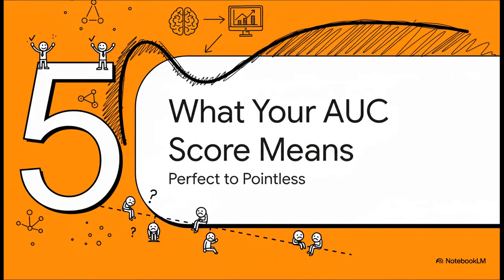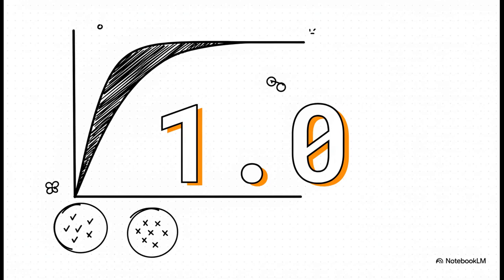All right, let's bring it all home with our last section. Let's put some real-world meaning to these scores. What does your AUC score actually tell you? We're going to go from the absolute perfect model all the way down to a completely pointless one. An AUC of 1.0? That is the holy grail. It is a perfect classifier. It means your ROC curve shoots straight up the y-axis to the top and then takes a hard right. It means there is a threshold where this model can find every single positive case without a single false alarm.